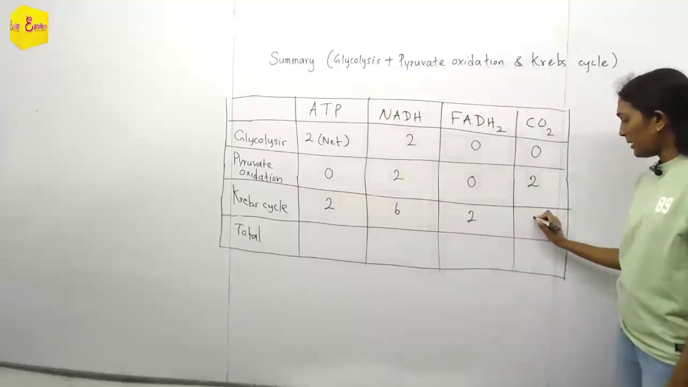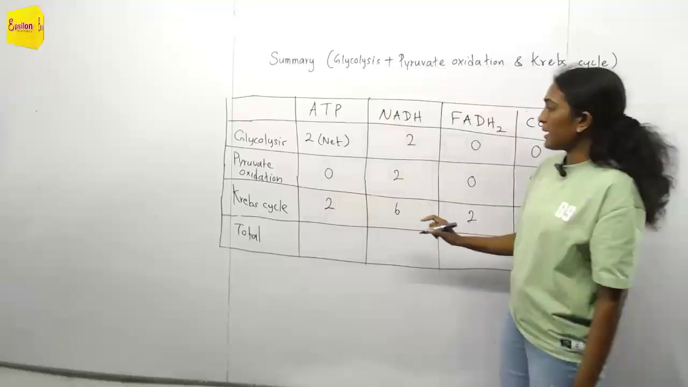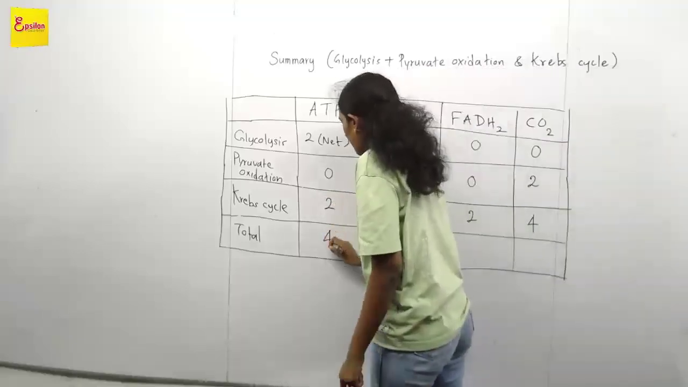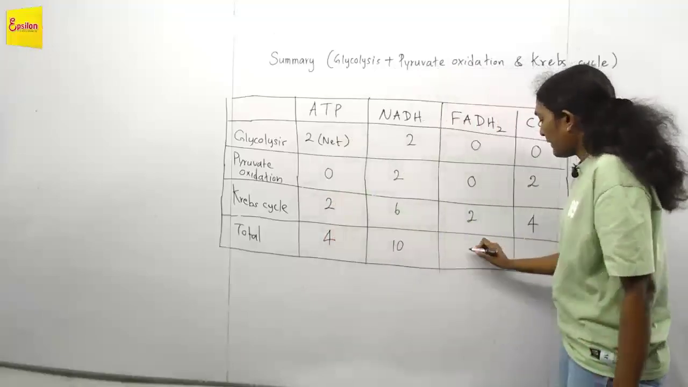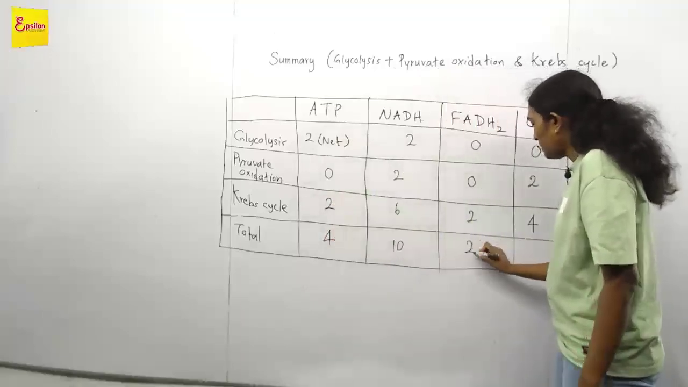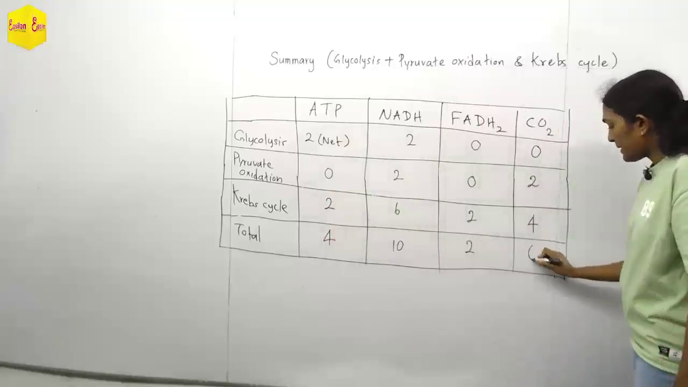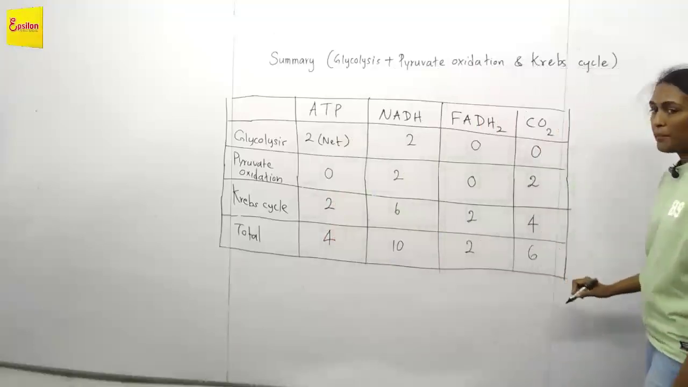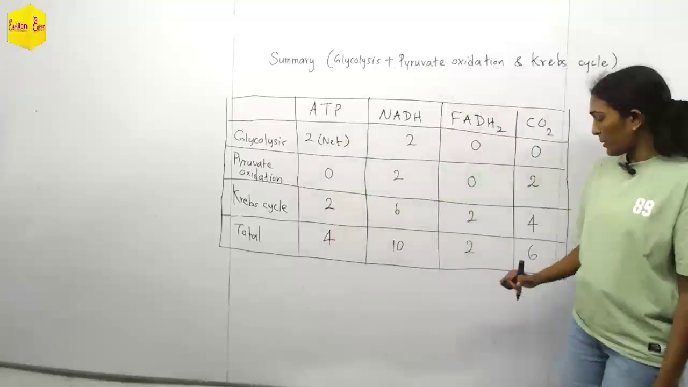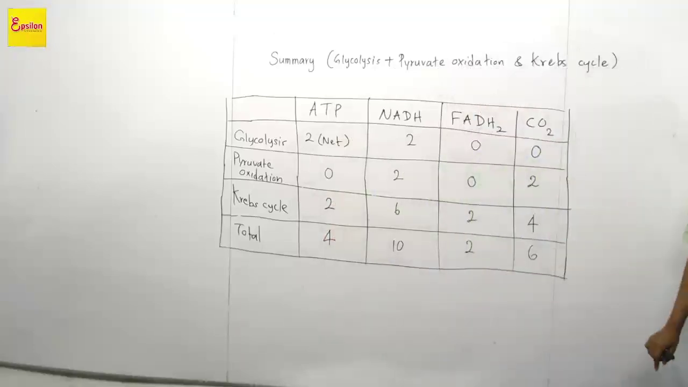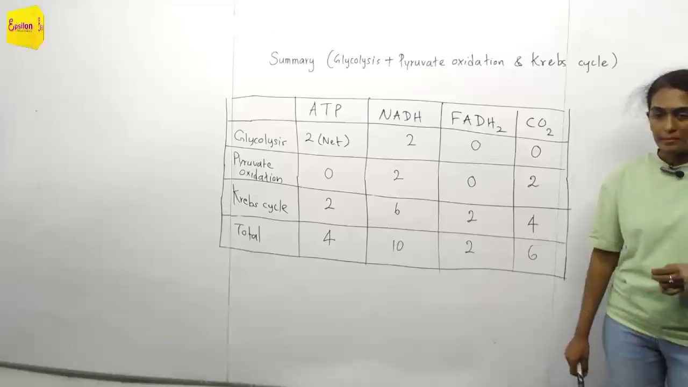Carbon dioxide? 4. Let's get the total here. So here 4 ATP, 10 NADH, 2 FADH2, and 6 carbon dioxide. If you remember, in the big equation we write that 6 carbon dioxide is released. So here 6. This is how it has come, right?